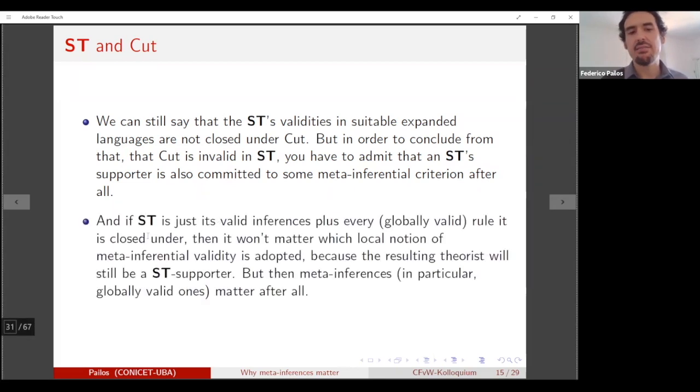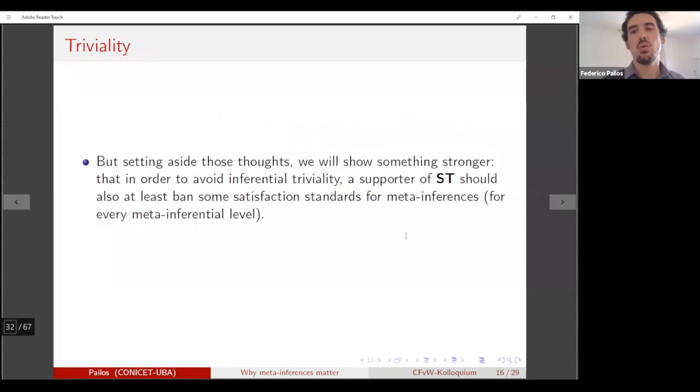So, if ST is just its valid inferences per severely globally valid rule, then that's okay. But these are not the people I'm arguing with, because they do have some validity criterion at the inferential level. So setting these thoughts aside, I'll try to argue for something stronger: in order to avoid triviality at the inferential level, a supporter of ST should at least ban some satisfaction standard for meta-inference.